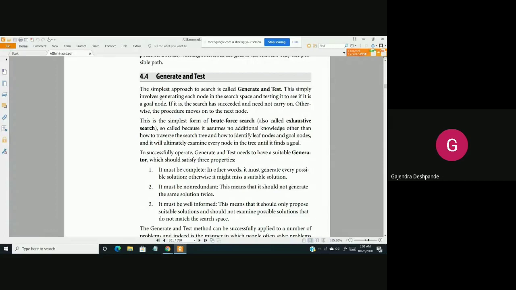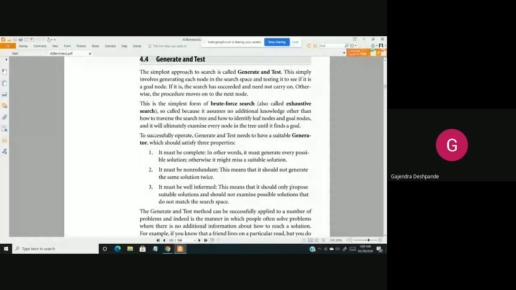Okay. Now, to operate successfully, generate and test needs to have a suitable generator. Note here that you should have a generator first, then testing comes. So that means you have to write code for the generator. For example, let's assume that you want to generate a random number. Then you are going to write an algorithm to generate the random number.